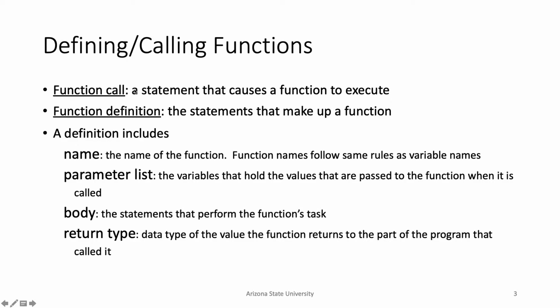So a function call is when you are calling a function. The definition is basically the parts of the function that the task is included with. There are four things in a function: the name of the function, the parameters of the function, the statements in the function, and something called a return type, which we'll get to next time.